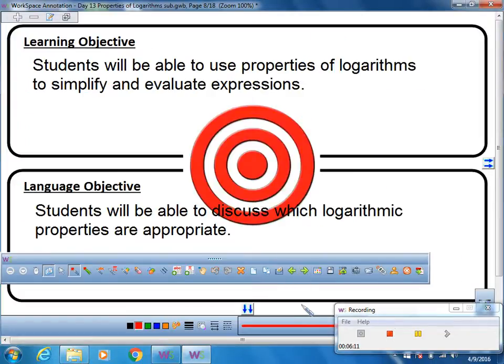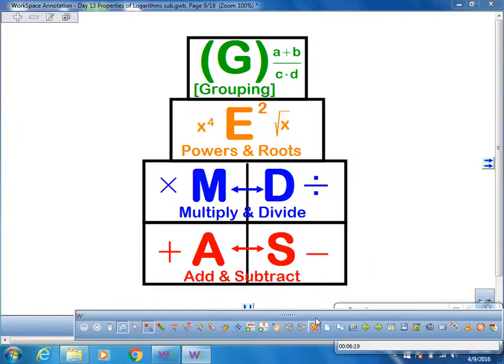All right, let's take it the next step. Students will be able to use properties of logarithms to simplify and evaluate expressions. Same exact thing as yesterday, only we're going to step it up a notch.